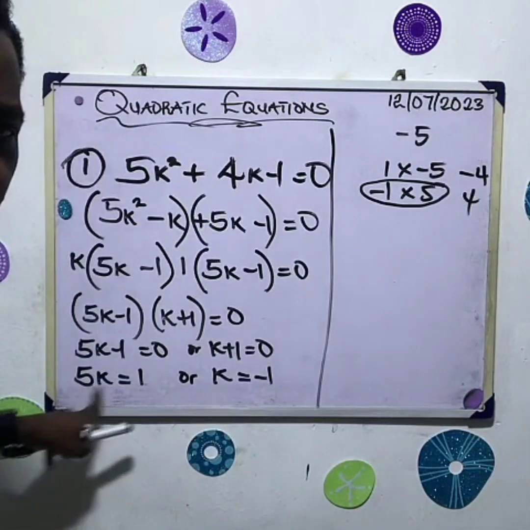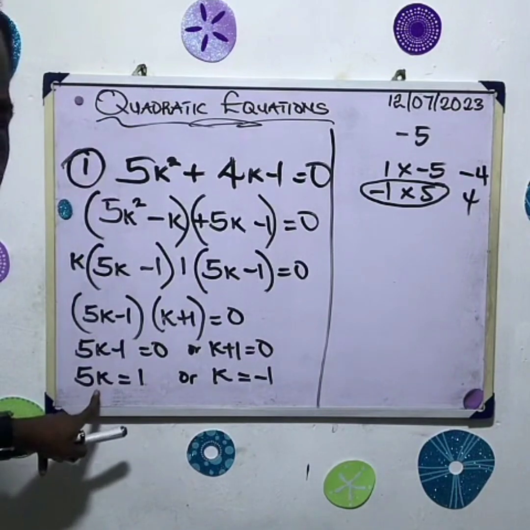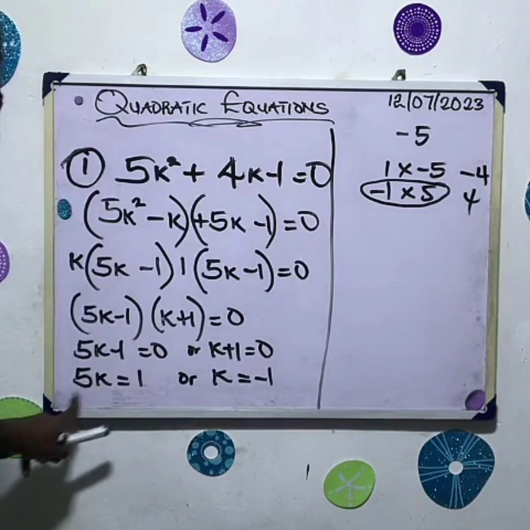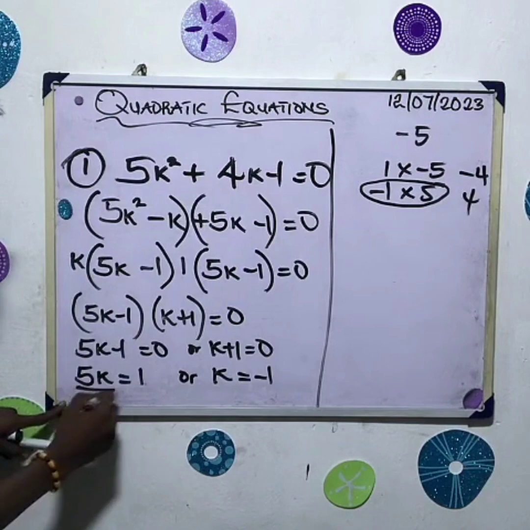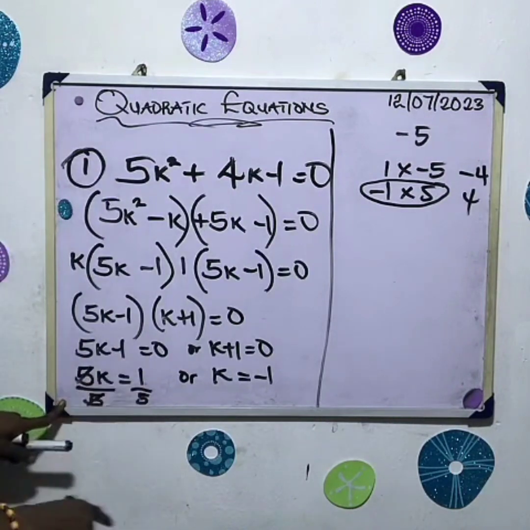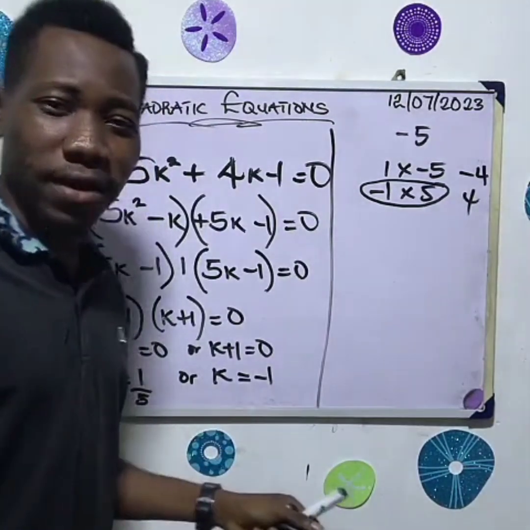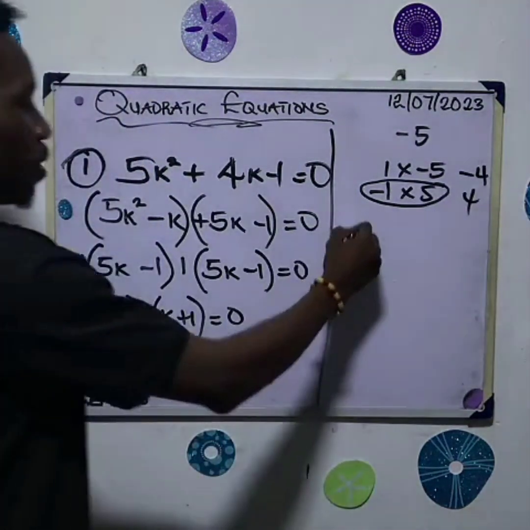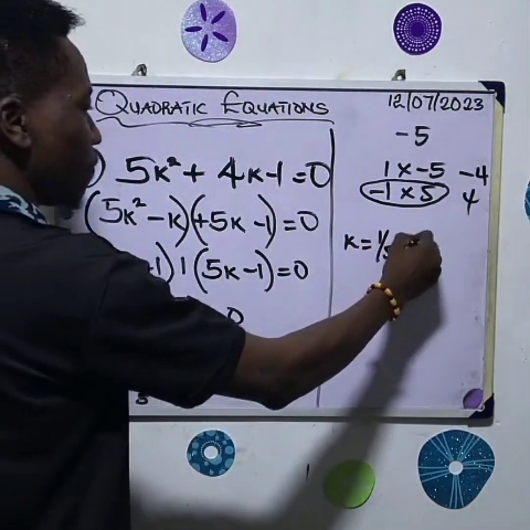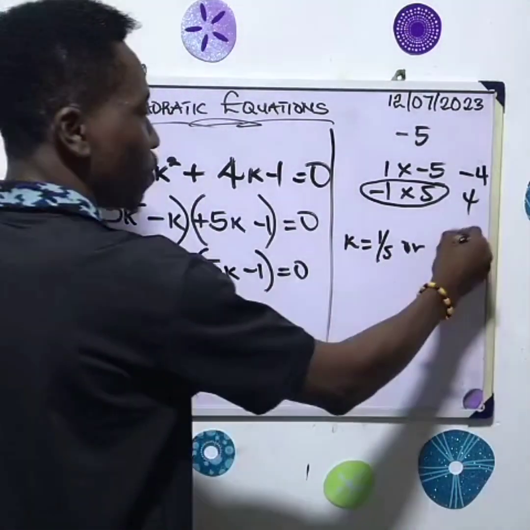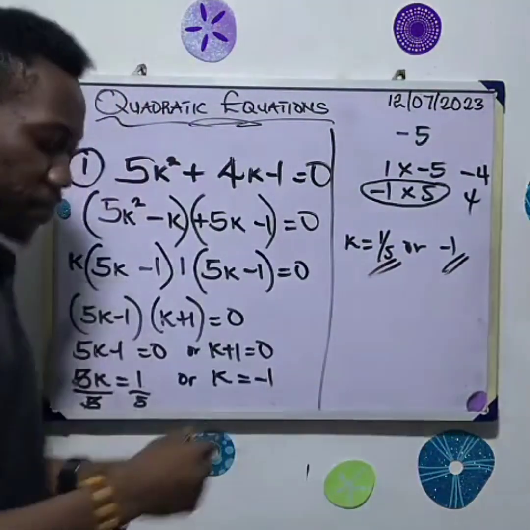Now how about this one? We're not done with this one. Because what we need is the value of k and not 5k. So we're going to have to divide both sides by 5. And 5 eliminates 5, and k equals 1 over 5. So now we've gotten the two values of our variable, our k. So k equals 1 over 5 or minus 1. Now those are the two values of k.